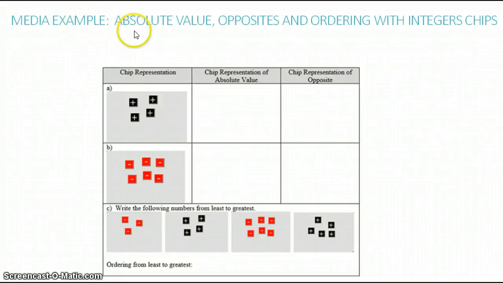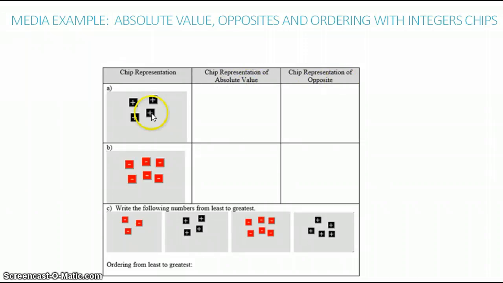In this example, we're going to look at absolute value, opposites, and ordering with integer chips. So in the last example, we looked at these different chip representations. The positive sign means positive chips, and the negative sign represents negative chips. Now we're going to make other chip representations representing their absolute value and their opposite.